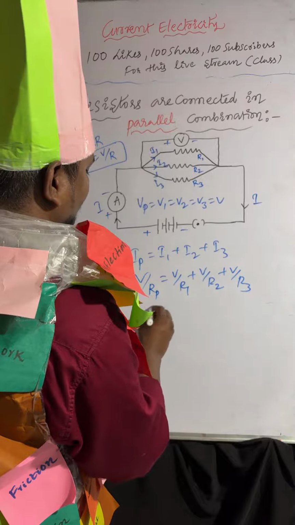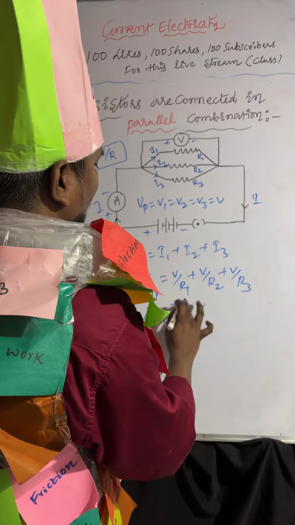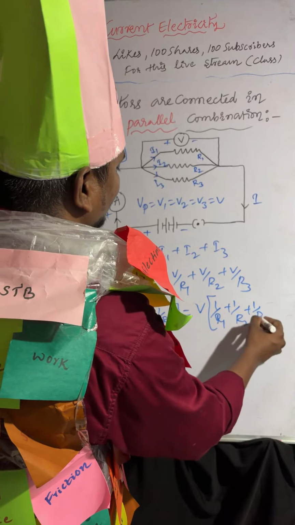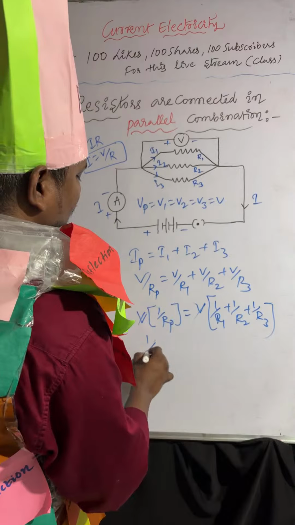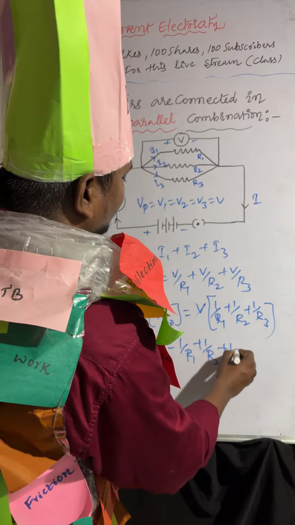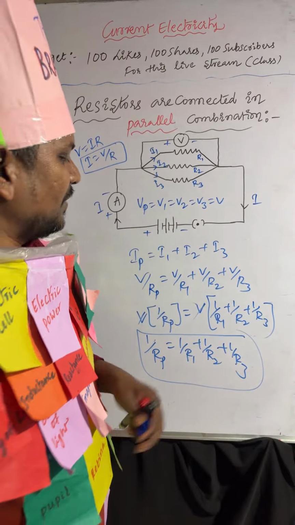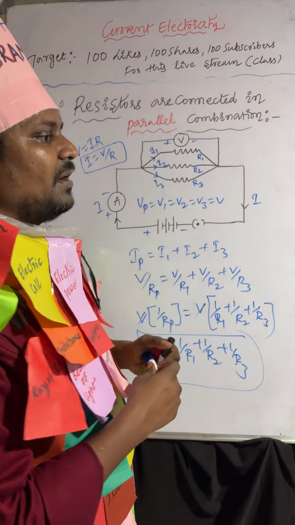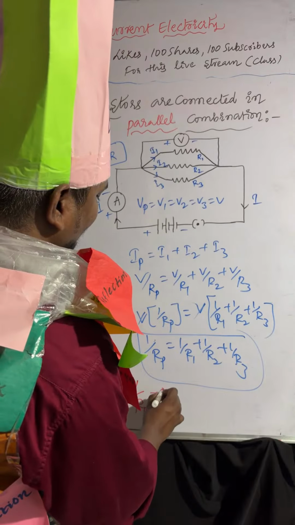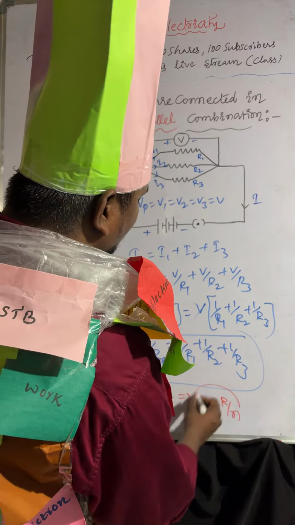So I am taking V common. 1 by Rp equal to V, I am taking common, 1 by R1 plus 1 by R2 plus 1 by R3. So V will get cancelled. So 1 by Rp equal to 1 by R1 plus 1 by R2 plus 1 by R3. So if n number of resistors are connected in parallel combination, 1 by Rp equal to n by R. So Rp equal to R by n.